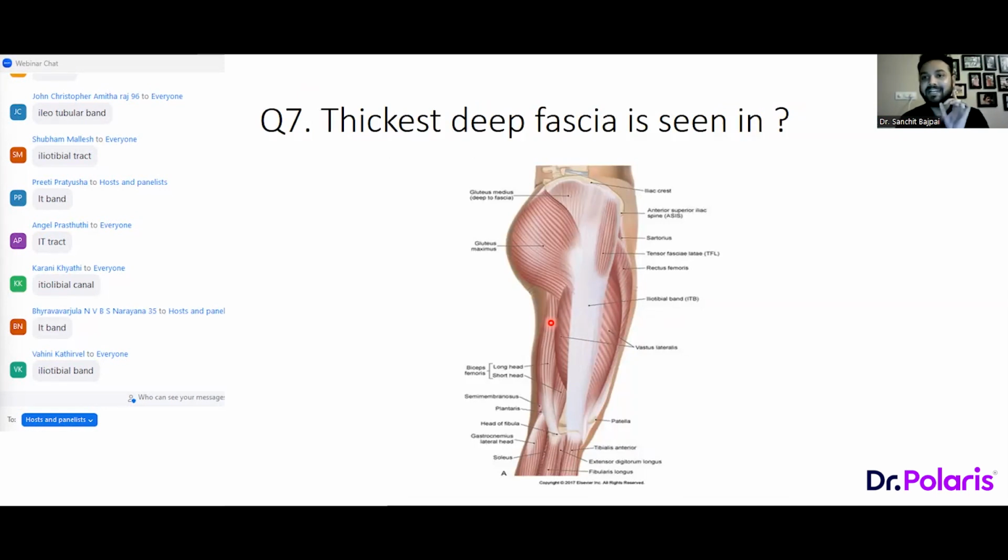This is called an IT band, or you can also call it an iliotibial tract, right? So don't call it a canal. Because this is something like a band, the best word to use is band. So call it an IT band, that is the safest. It lies between the ilium and the tibia, and it is the thickest part of the deep fascia, on the lateral aspect of the thigh. You can see it present on the lateral aspect.